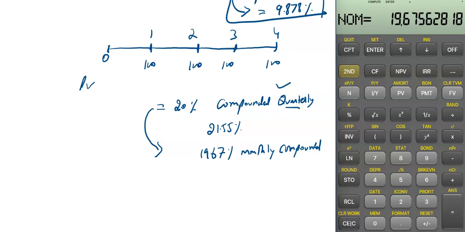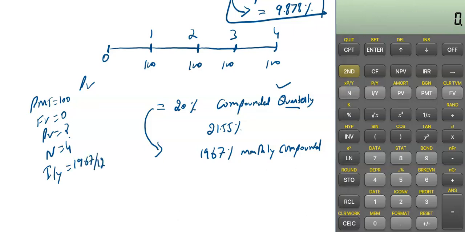So now how to discount these cash flows? PMT is 100. FV, the future value, is 0. PV we want to calculate. IY is 19.67 over 12, N will be 4. Compute the PV, that will be 384.12.